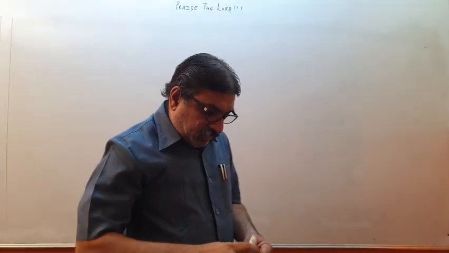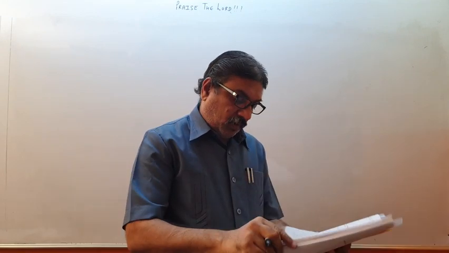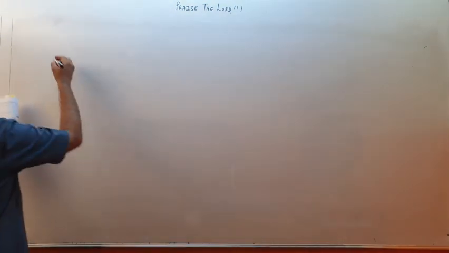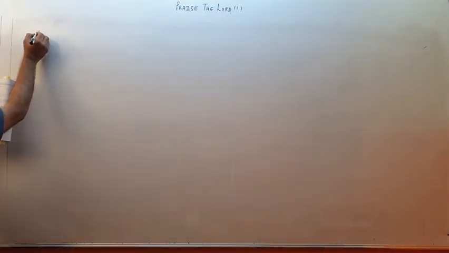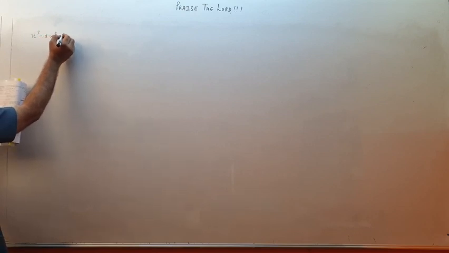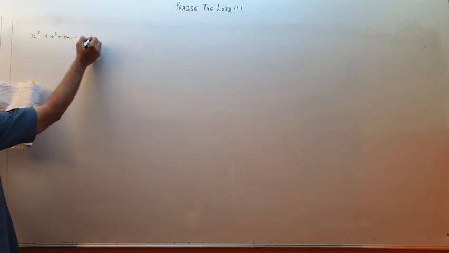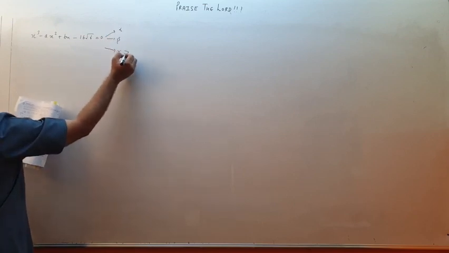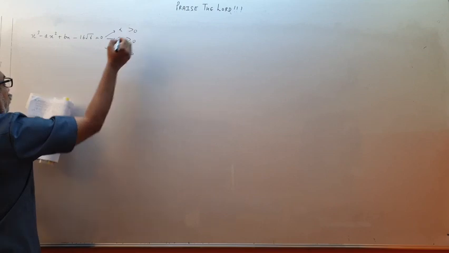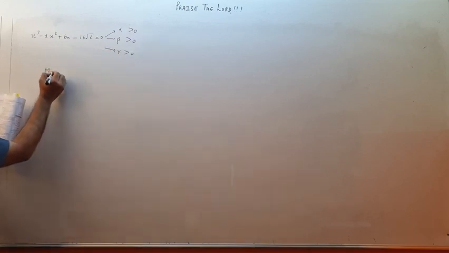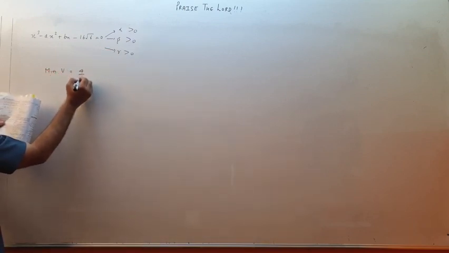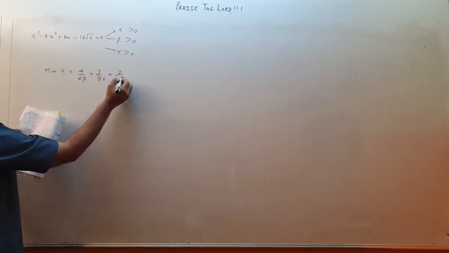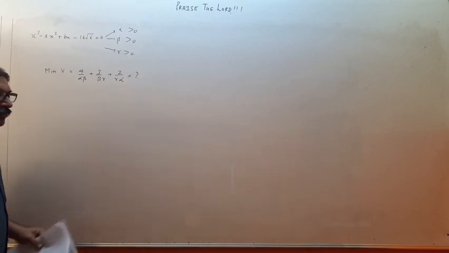See children, x cube minus ax square plus bx minus 16 root 6 is equal to 0. Alpha, beta and gamma are the three positive roots of this equation. We want the minimum value of 4 upon alpha beta plus 3 upon beta gamma plus 2 upon gamma alpha. What is the minimum value?